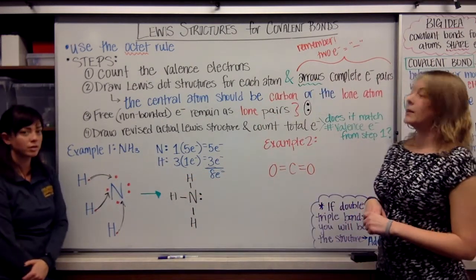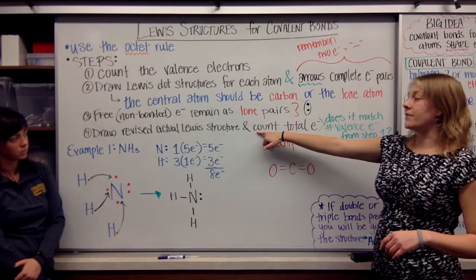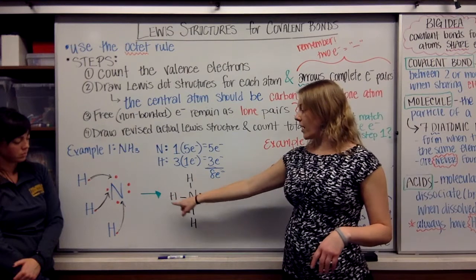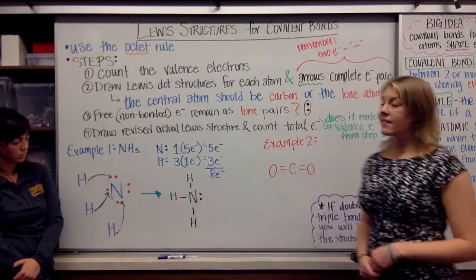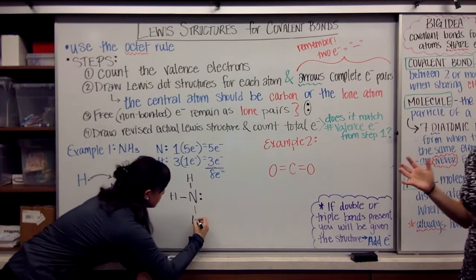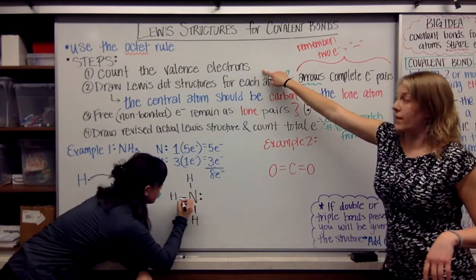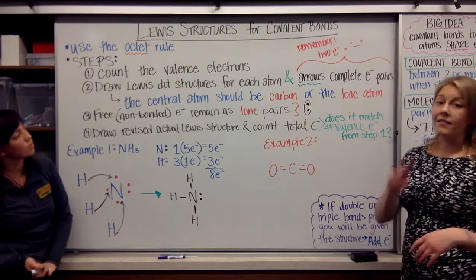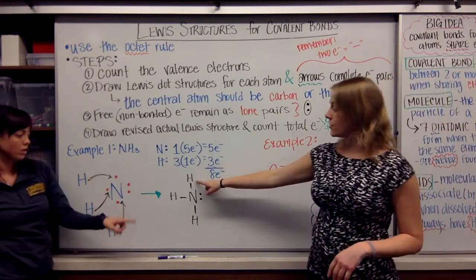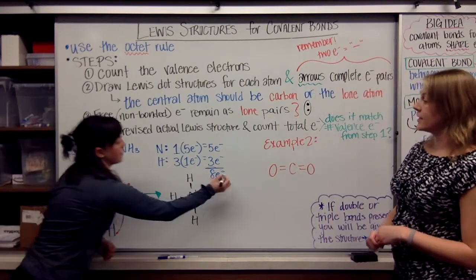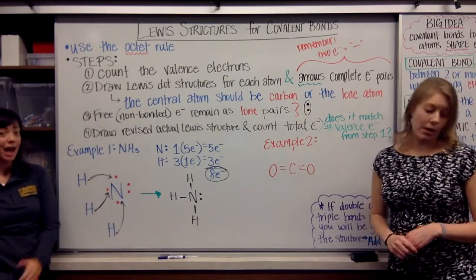They're a lone pair. And then the last step is to draw the revised actual Lewis structure, which she just did here. Instead of arrows, we're actually using our bonding lines. And then we need to count the total electrons. Do they add up to how many valence electrons we said were there? They should add up to 8. Remember, each line counts as 2 electrons. So we have 2, 4, 6, and this lone pair is 8, which is our number that we're going for.